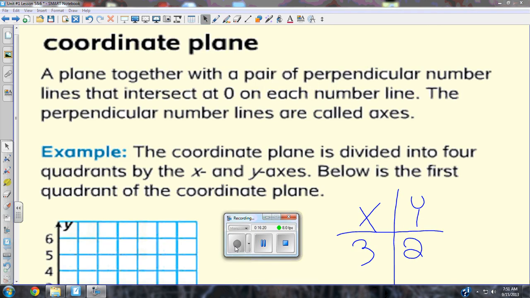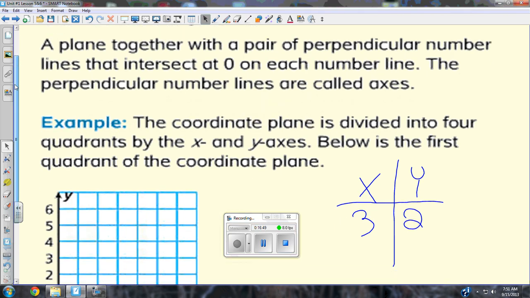And this last definition you don't have to copy down, but coordinate plane, a plane together with a pair of perpendicular number lines that intersect at 0 on each number line. The perpendicular number lines are called axes, and that's where we get the y and the x-axis. And then the example down below here, it says the coordinate plane is divided into 4 quadrants by the x and y-axis. Below is the first quadrant of the coordinate plane.